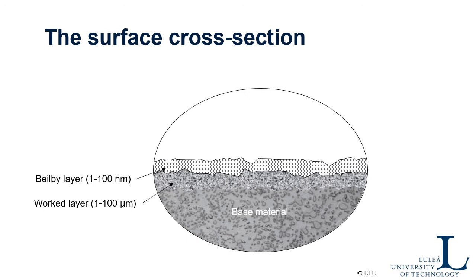Very close to the top you have a very much worked layer which could have been melted during manufacturing, for example. And that's normally pretty thin, as you see here. On top of that you may have an oxide layer coming from the oxidation of the top layer when that layer meets the atmosphere, for example.